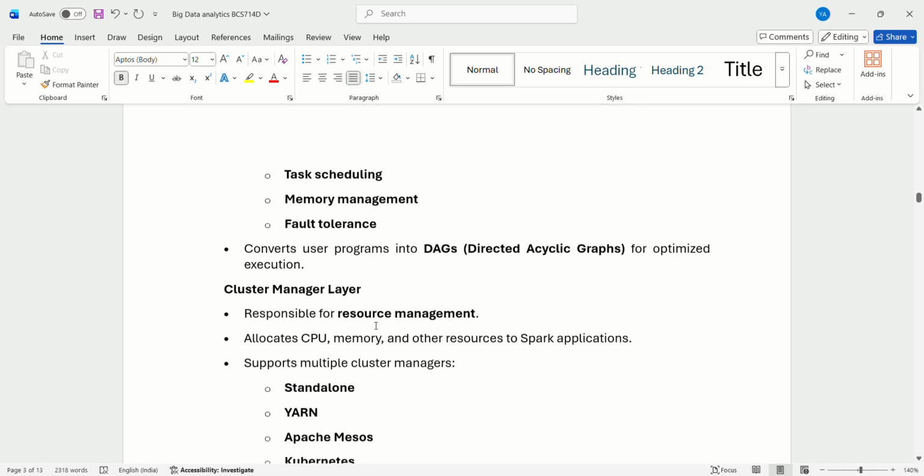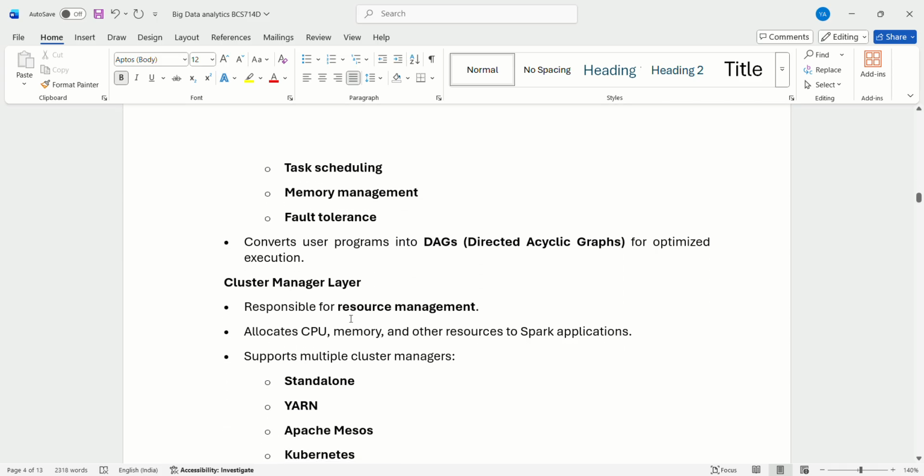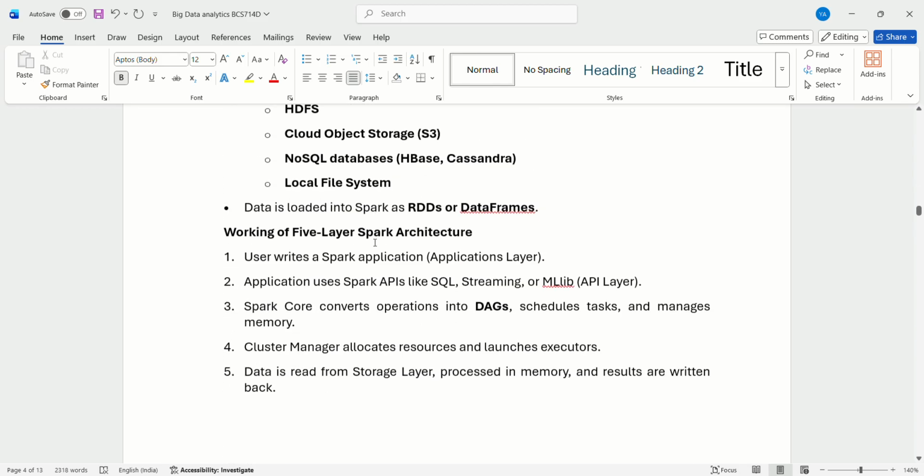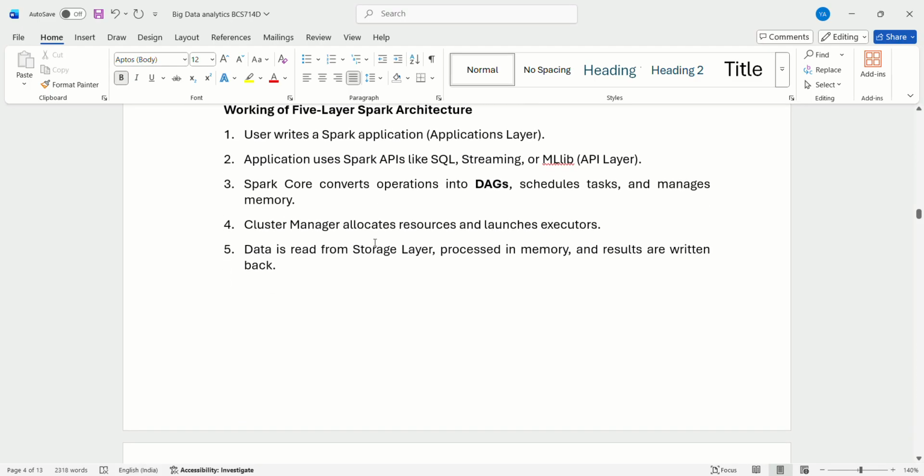Next is the cluster manager layer, responsible for resource management; it allocates the CPU, memory, and other resources to Spark applications. Next is the storage layer, which stores input and output data. Spark can read data from various storage systems like HDFS, cloud object storage, NoSQL databases, and local file systems. So these are the five layers, and the working of the five layers.